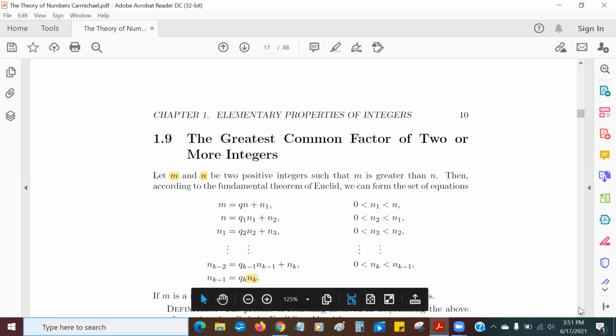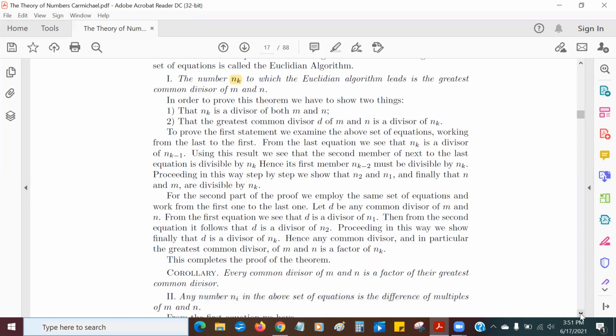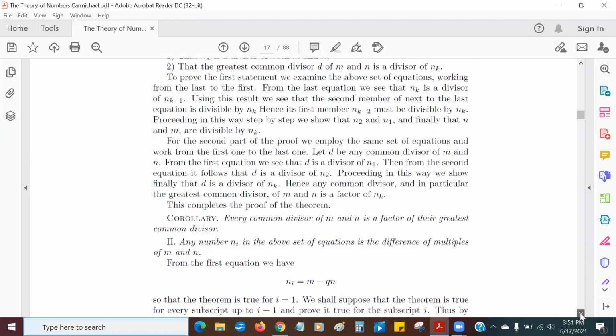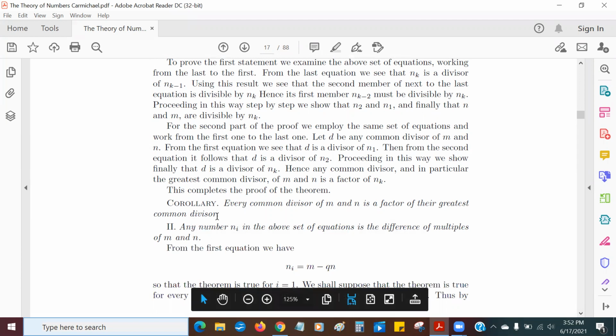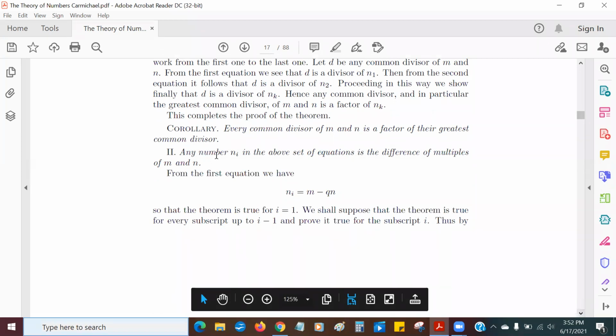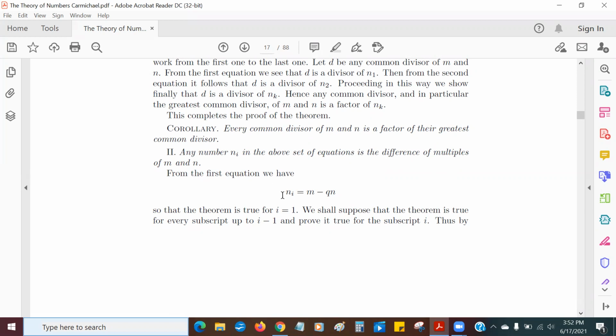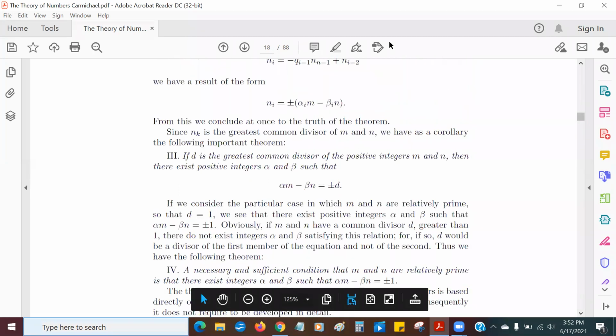That is the proof. Now, here is a fascinating, fabulous corollary of the proof. Every common divisor of M and N is also a factor of the greatest common divisor. That follows. And here's a second theorem, that any number in the above set of equations is the difference of multiples of M and N, which is also a really interesting fact, and we're going to use that in a second.